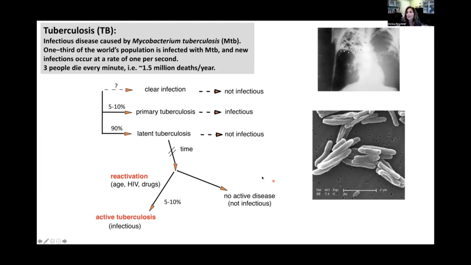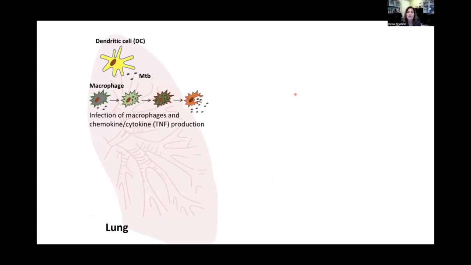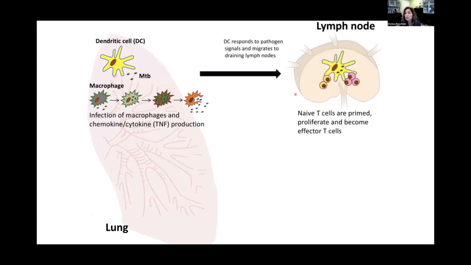This is a real problem. I'm showing you the bacterium and the formation of these structures, which I'll talk about in a minute. Basically, you breathe in the Mycobacterium tuberculosis, and local antigen presenting cells and phagocytic cells take up the bacteria, and they grow very happily inside.